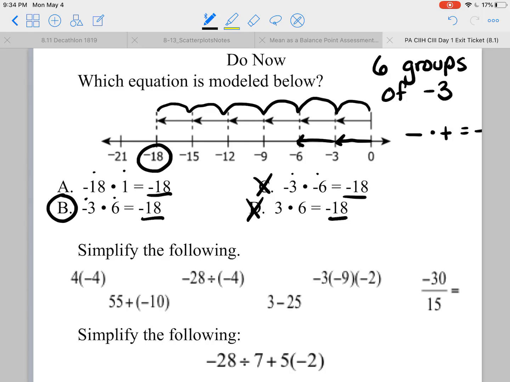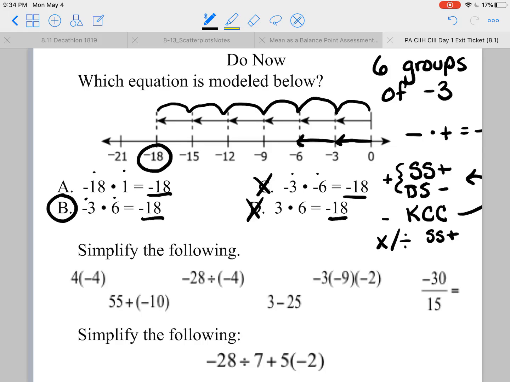Let's talk about some of our integer operation rules before we continue. Remember, with addition and subtraction, same signs add, different signs subtract. And if it is a subtraction problem, we have to do keep, change, then move up to these rules. For multiplication and division, it's the same thing. Same signs give a positive answer. Different signs give a negative answer.